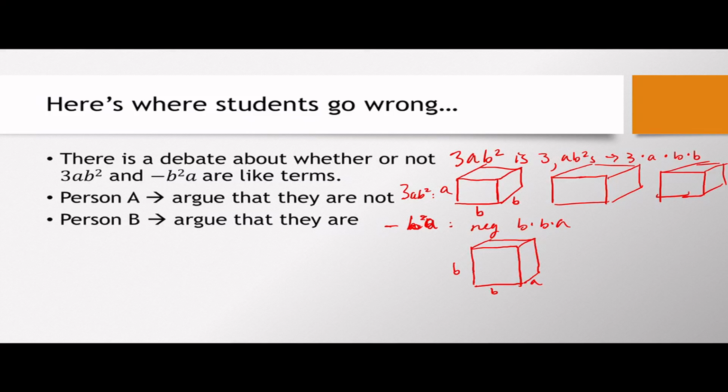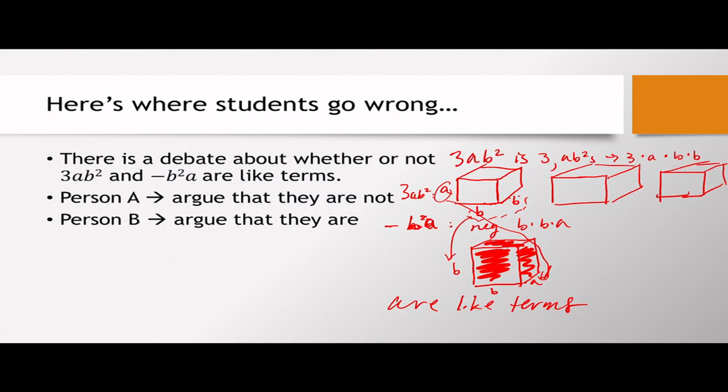Now, are these like each other? I'm going to fill that in because it's negative. It's going to be a red block. And it turns out that they are, because notice that these b's, the b times b dimension, are down here, and then the a dimension is right here. So they are like terms. They have the same block picture.